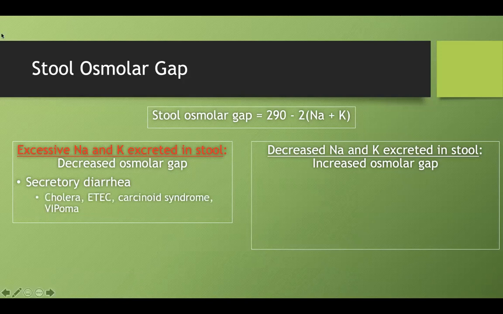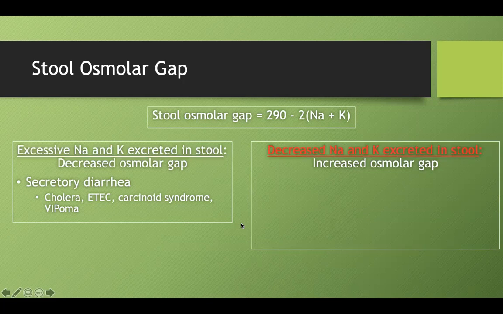And like we said before, just to reiterate, if you have elevated sodium and potassium in your stool, this number gets very large, and so your stool osmolar gap in general gets very small. So you'll have a decreased osmolar gap. And you can see it in some of these conditions here: in a couple of infections like cholera and ETEC, you can also see it in carcinoid syndrome and VIPoma. On the other hand, what would cause decreased sodium and potassium in your stool?